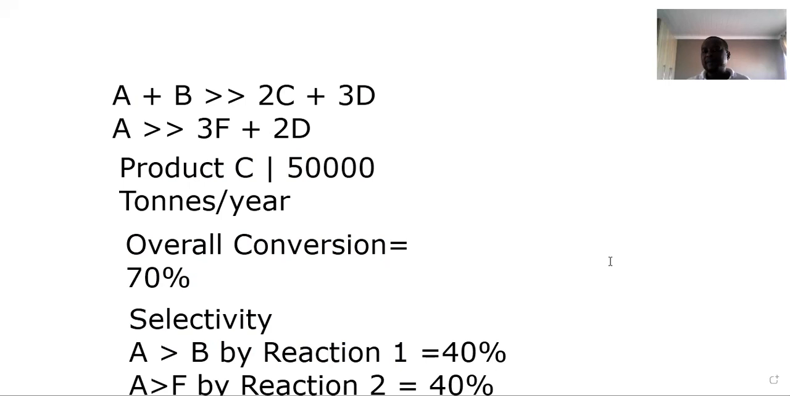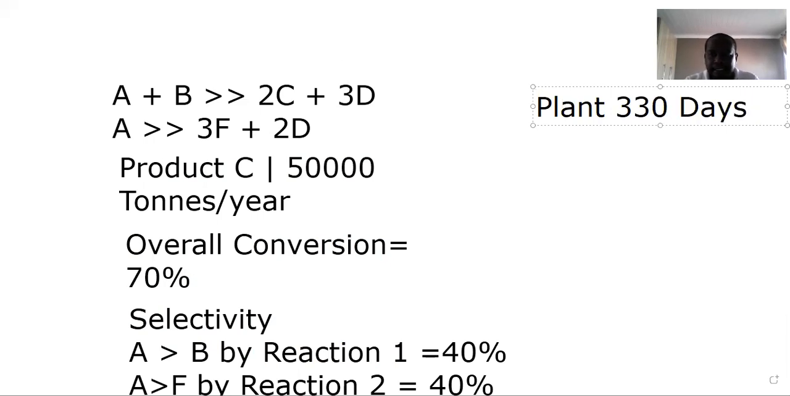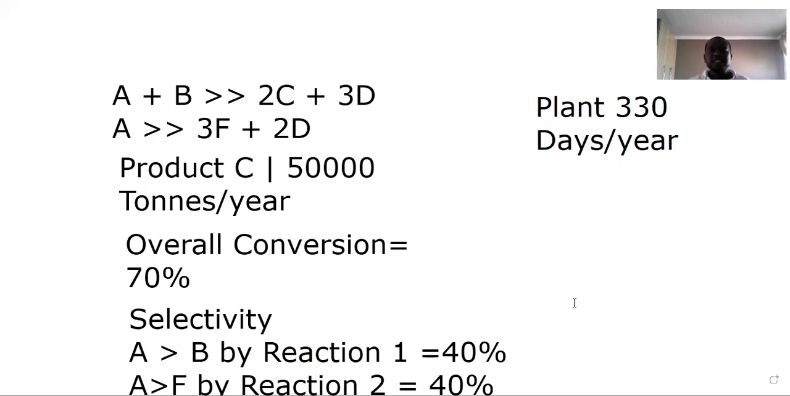Now, at the beginning of our presentation, I gave importance to doing the literature review first. And this is where you get all this information, the conversions, your selectivity. That's where you get your reactor conditions, your catalyst required and things like that, right? And then the other piece of information that we're given is that the plant operates for 330 days per year. That's our starting information.